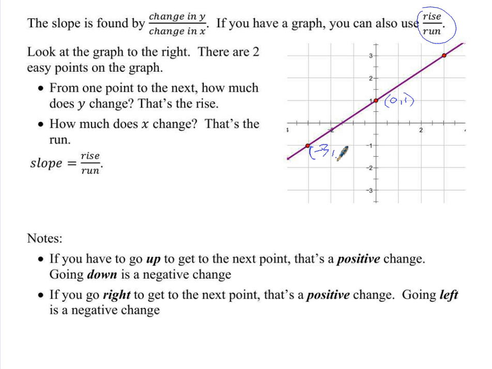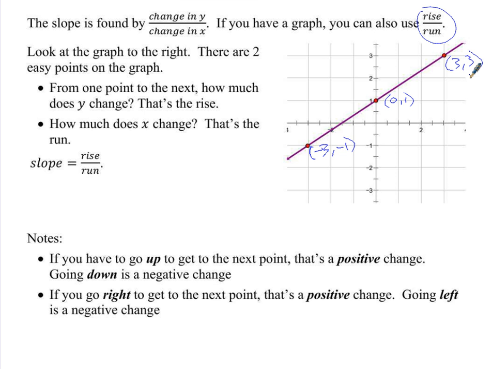-3, -1. And finally, there's one more up here, right? What's that one? 3, 3, yeah. Okay, so if you're given a graph, your goal is to find two easy points.